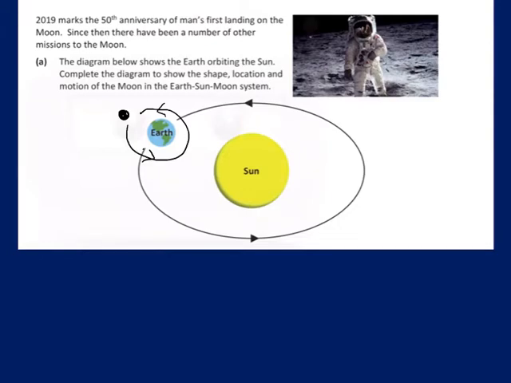So it said, the diagram below shows the Earth orbiting the Sun. Complete the diagram to show the shape, location and motion of the Moon in the Earth, Sun, Moon system. So it is looking for this part here in your diagram: the Moon and the arrows to show the orbit.